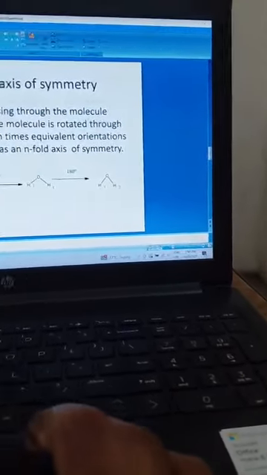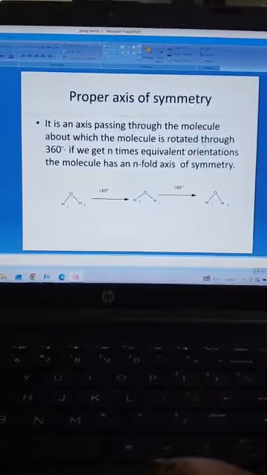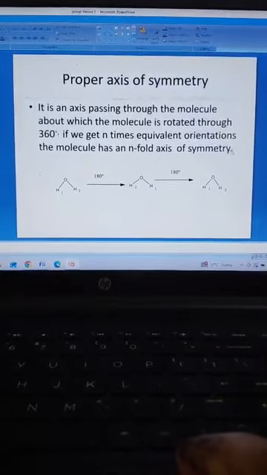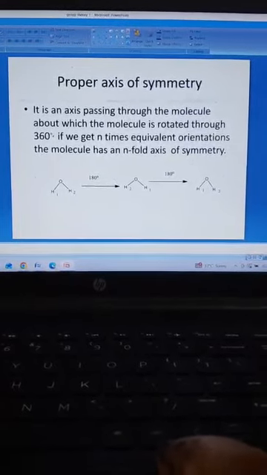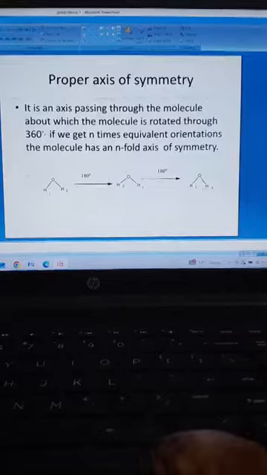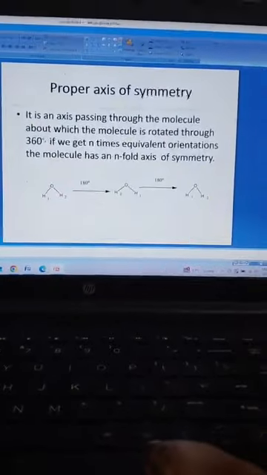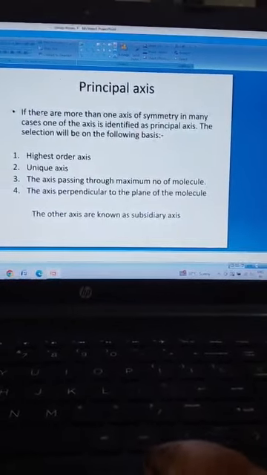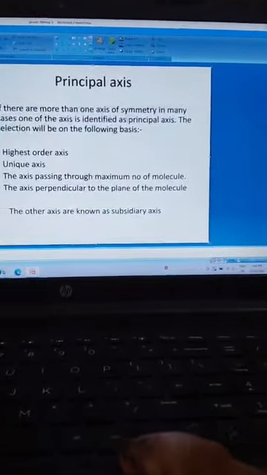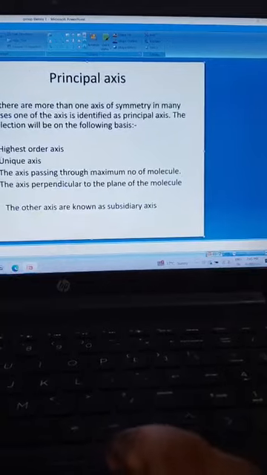Proper axis of symmetry is an axis passing through the molecule about which the molecule is rotated through 360 degrees. If we get n times equivalent orientation, the molecule has an n-fold axis of symmetry. If you see the water molecule, when it rotates around 180 degrees, then we get an equivalent structure, and again we rotate around 180 degrees, then we get an identical structure. So this molecule has a two-fold axis of symmetry. Principal axis: if there is more than one axis of symmetry, in many cases one of the axes is identified as the principal axis, and another is identified as a subsidiary axis.